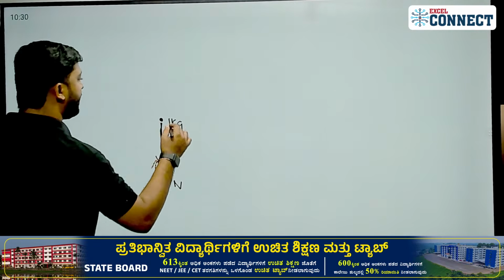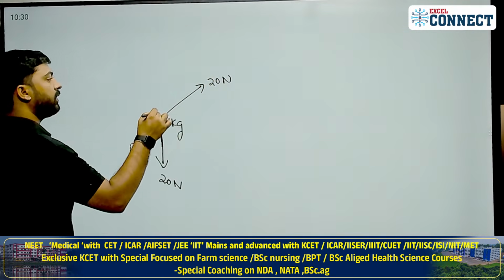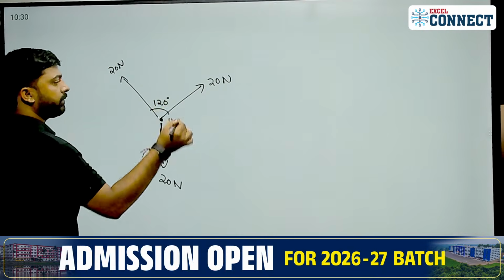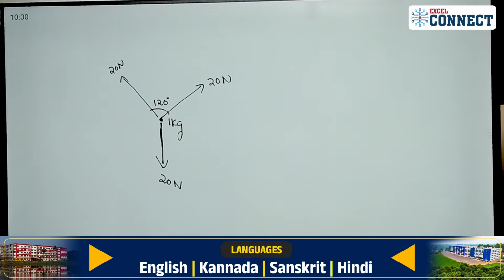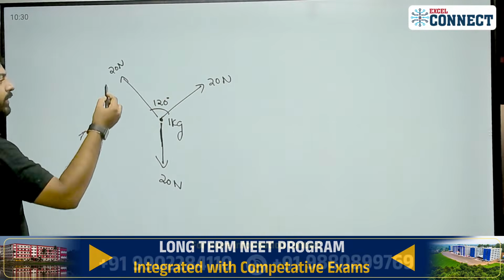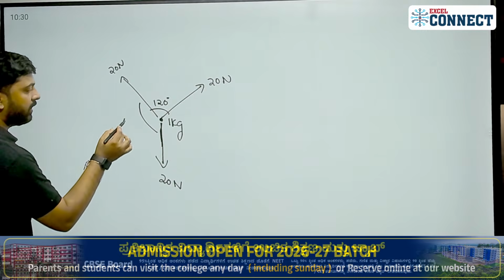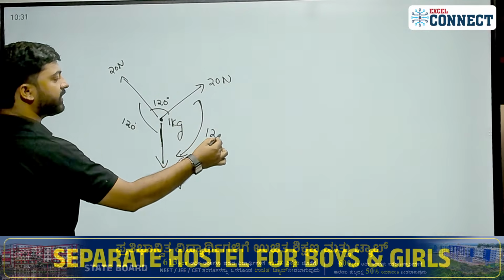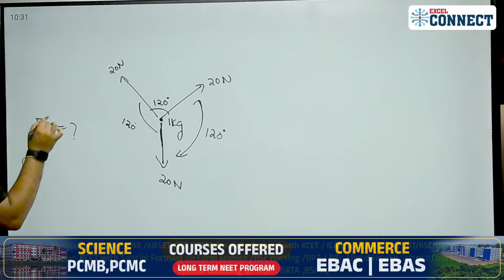So if there are two other forces here, 20 Newton and 20 Newton, angle between them is 120. Okay, find the net force. Find the net force on the body. Okay, see here, there are three forces now. There are three forces, 20, 20 and 20, and angle between these two forces is 120 degree, and here it's 120, and the third angle, it will be obviously 120. You find net force. What is the net force on the body?